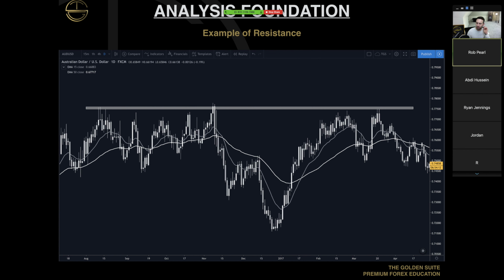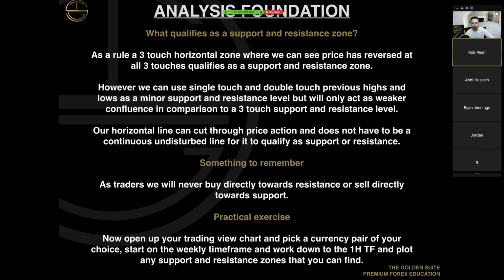Now it's important to recognize that price will not come back perfectly every time and just pinpoint touch these zones. There'll be manipulations. Price will try and push through. Price will try and break above, then fall back below. You'll see a lot of this happening on the examples that I'm going to show you on the charts. So as a rule, a 3-touch horizontal zone where we can see price has reversed at all 3 touches qualifies as support and resistance, okay?